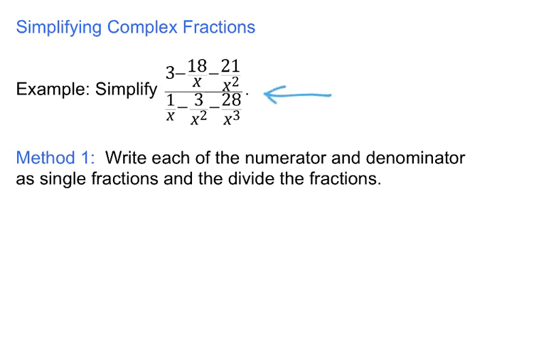So this is an example of a complex fraction. It simply is a fraction that contains fractions, a big fraction that contains little fractions. And one method for simplifying these, because it's clearly not simple, is to write each of the numerator and denominator as single fractions and then divide the fractions. You almost look at this as two separate exercises. Do what you need to do to combine the quantities in the numerator. Do what you need to do to combine the quantities in the denominator, and then take a look at it from there.